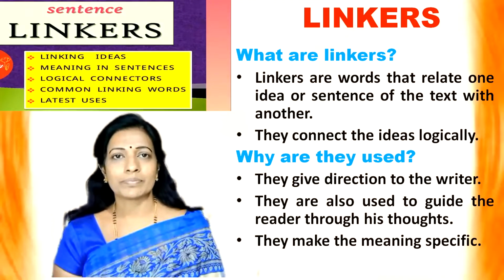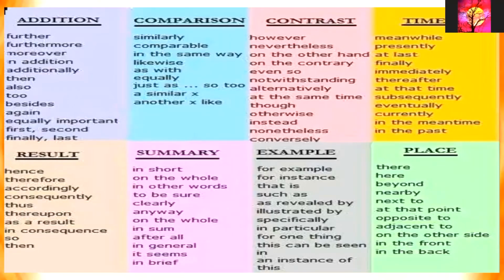There are different types of linkers. Linkers can be used to show a sense of addition, to show comparison, to show some contrast, to show a sense of time, to display the result, to show a sense of summary, to show certain examples, and even to show the context of a place. So, these different kinds of linkers can be used in different contexts. Let us now try to understand a few of them in detail.